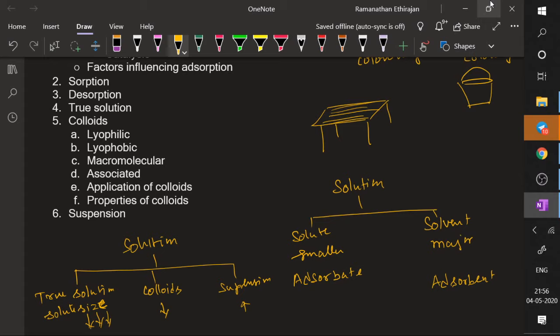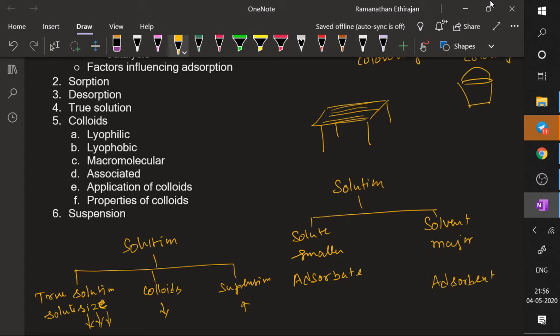Suspended particles can be observed with the naked eye, whereas in the case of colloids they can be viewed under a microscope. For instance, ink, blood, even paint are such substances. Paint is a suspension, and there are also some colloids, colloidal dispersions, where the dispersed particles can be seen with the help of a microscope.